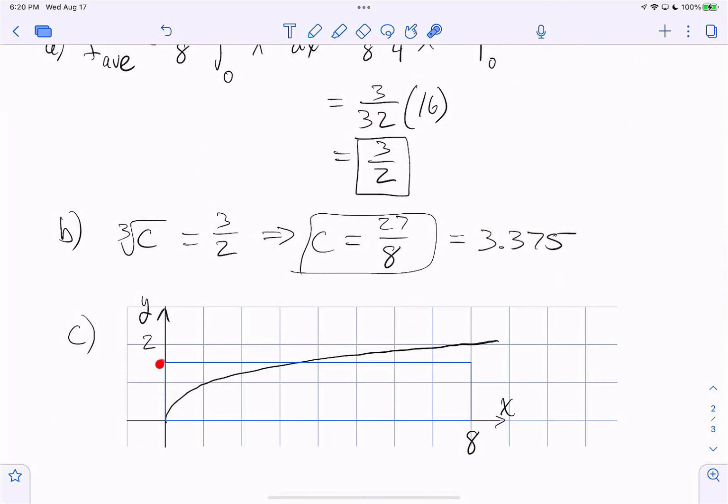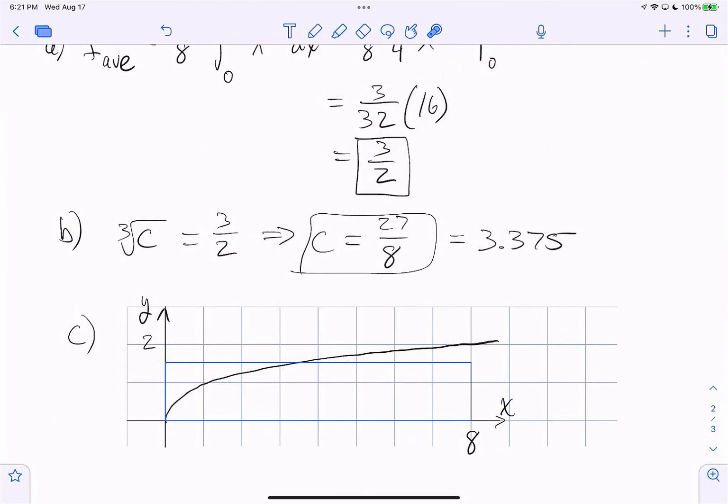That looks like it's at about 1.5. And look at this. We are intersecting the curve at about 3 3/8. That seems to make sense to me. Anyway, the claim is that the area of this rectangle is the same as the area under this curve from 0 to 8.